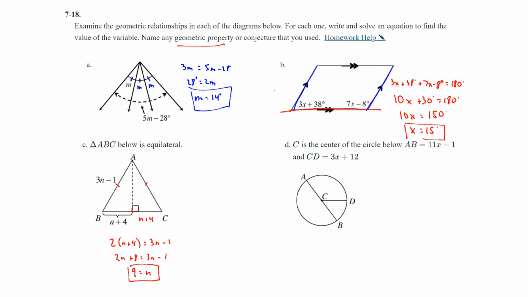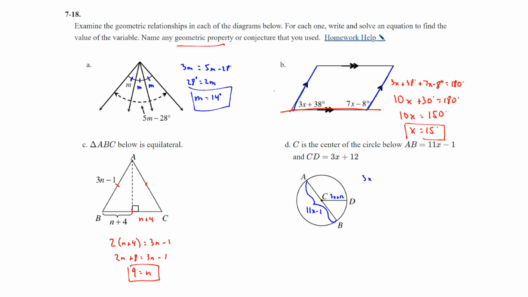Part D. C is the center of a circle below. So we know C is the center. AB is 11x minus 1, so this whole length here, which would be the diameter. And CD, which would be the radius, is equal to 3x plus 2. Since they go through the center, that's going to help us identify the radius and the diameter. So the radius is half the diameter.